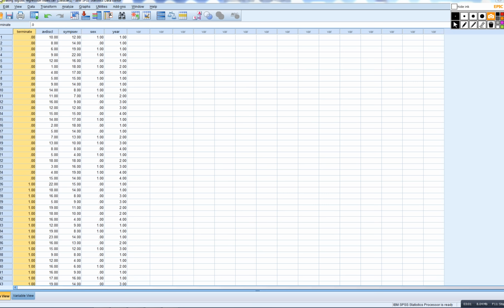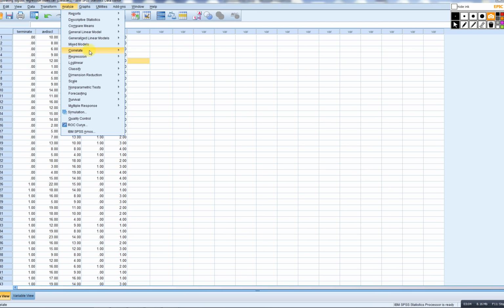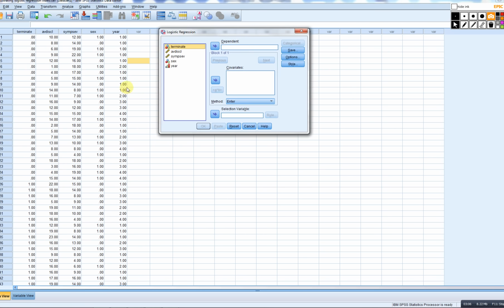So let's go to Analyze, Regression, and Binary Logistic. And we'll move Terminate, which is our dependent variable, to the dependent box. Avoidance of disclosure and symptom severity, which are both scale variables, as predictors. Sex is a nominal variable, but because sex only has 2 levels, we can go ahead and enter that because by default it's a dummy variable, so there's no need to specify sex using the categorical function that is used with categorical data with more than 2 levels.